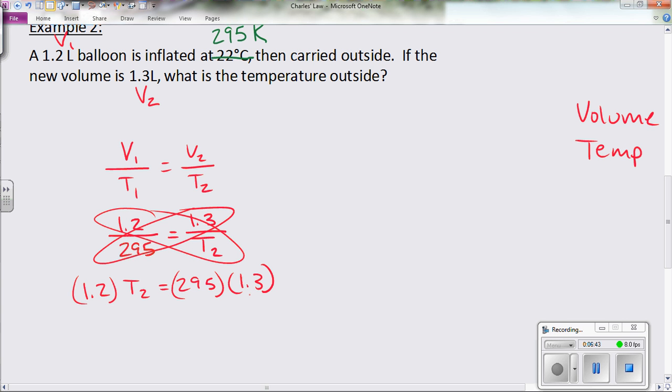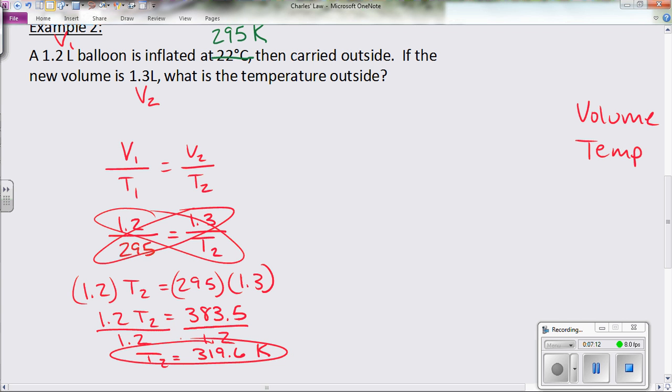Let's start with the side that doesn't involve the variable. So 295 times 1.3 should give us 383.5. Bring down the 1.2 and the variable. Divide both sides by 1.2. And our T2 should be equal to 319.6 Kelvin. That is a very hot temperature. That's actually about 115 degrees Fahrenheit. So we predicted that our temperature would go up, and it did indeed.